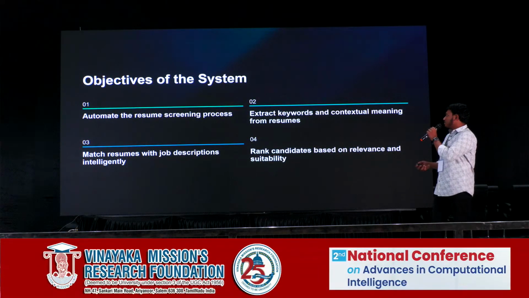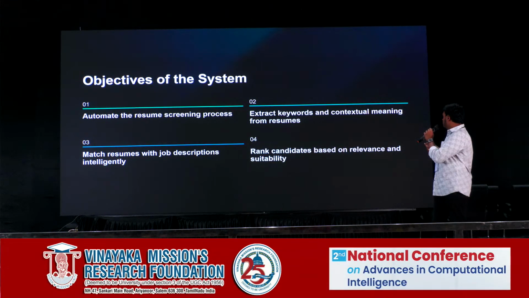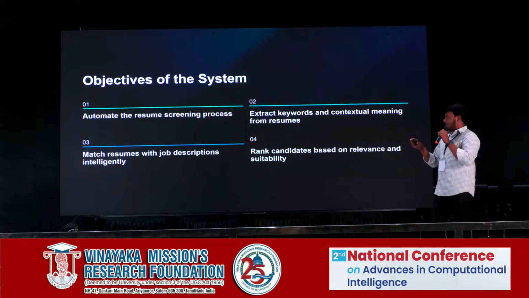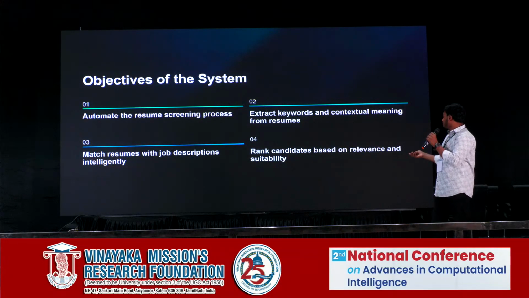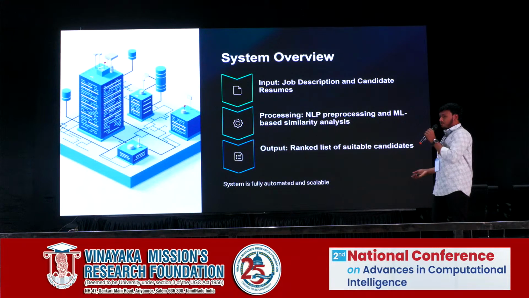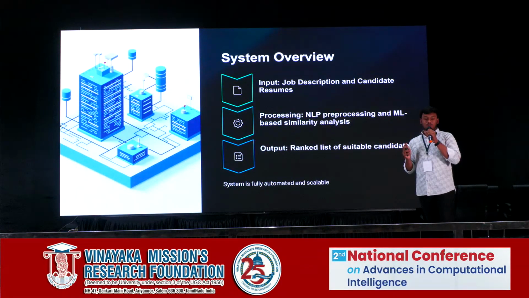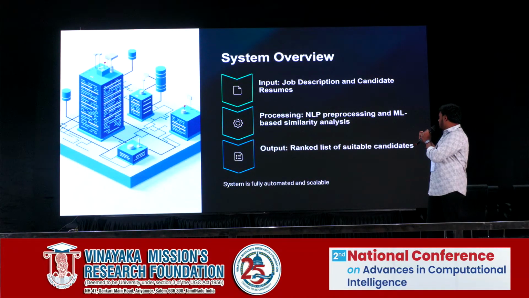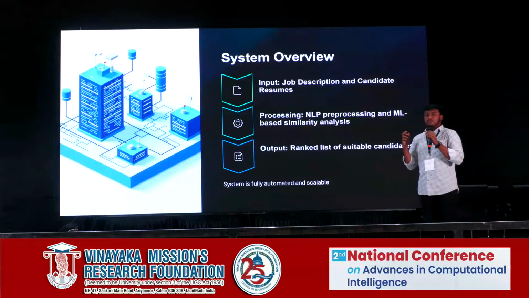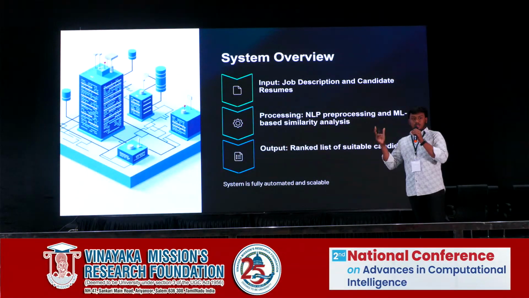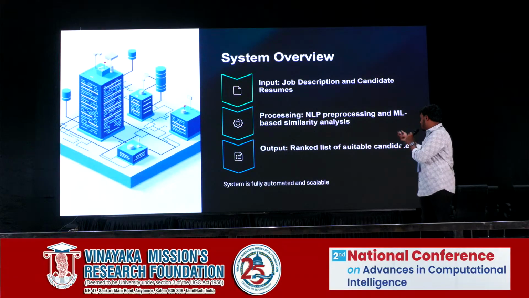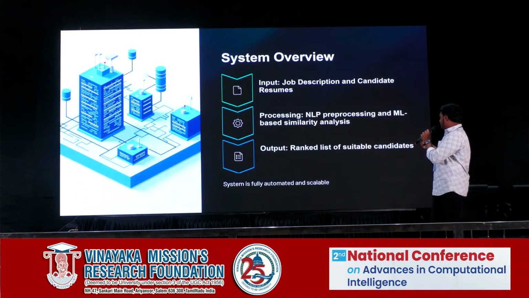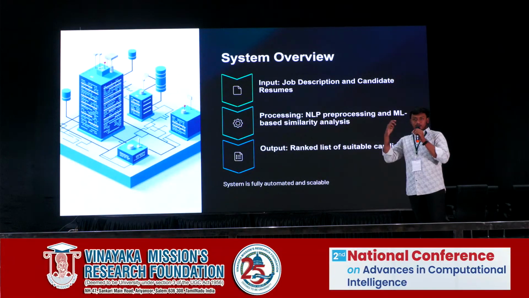The objective of my system is to automate the resume screening process, extract keywords and contextual meaning from the resumes, compare the keywords with the job's required specification, and rank candidates based on the scores. System overview: we give two inputs, one is the resumes and the other is the job requirement specification. In the process, we use natural language processing and ML, because we need to score the resumes and arrange them rank-wise. The output is a rank list of multiple candidates, like rank 1, rank 2, up to rank n.